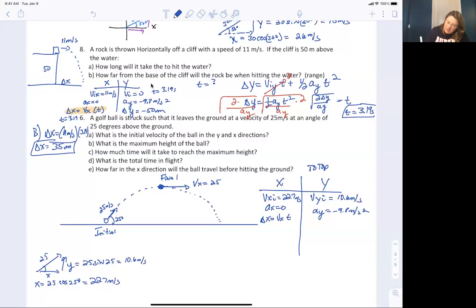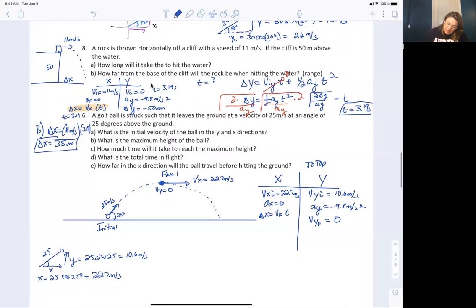I'm sorry, not 25. 22.7 never changes. And we also know the velocity at the very top in the Y direction is 0. So we know Vy, we'll call that final, because that's what we're going to define as our final location for this part. We want to know delta Y equals question mark. Okay, so that was B. So how do I find delta Y?